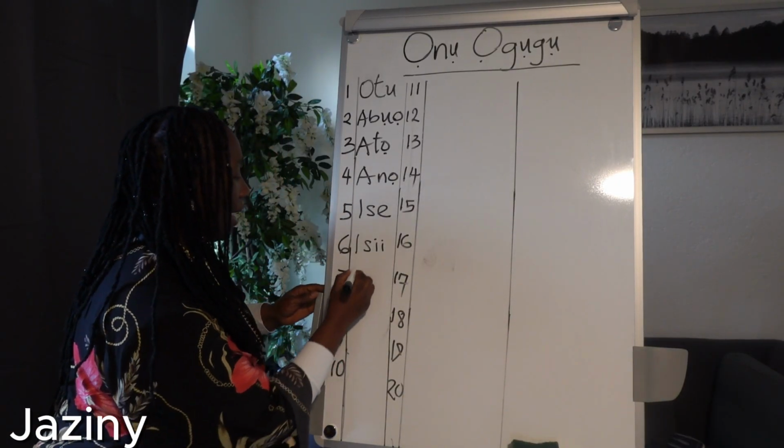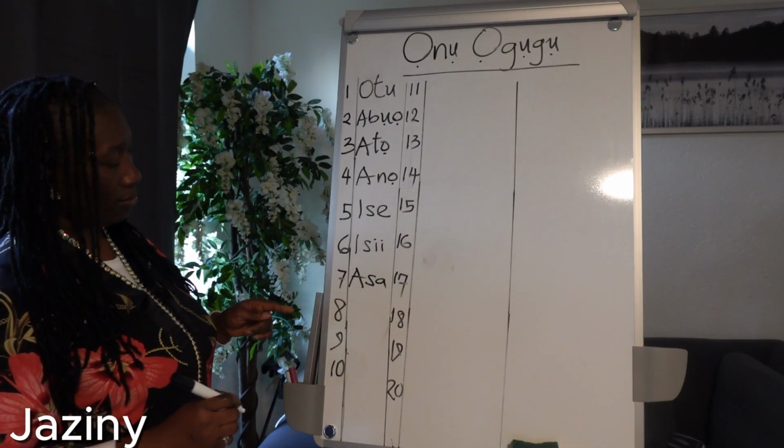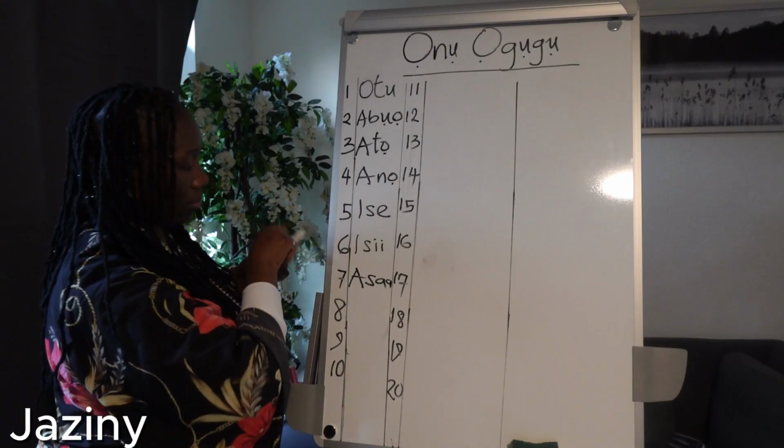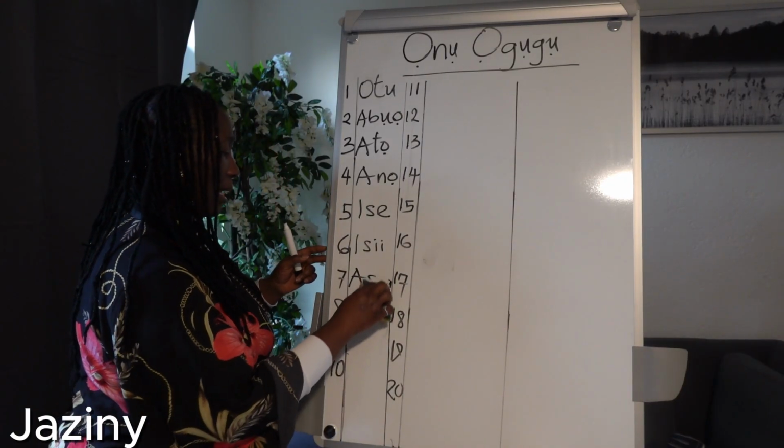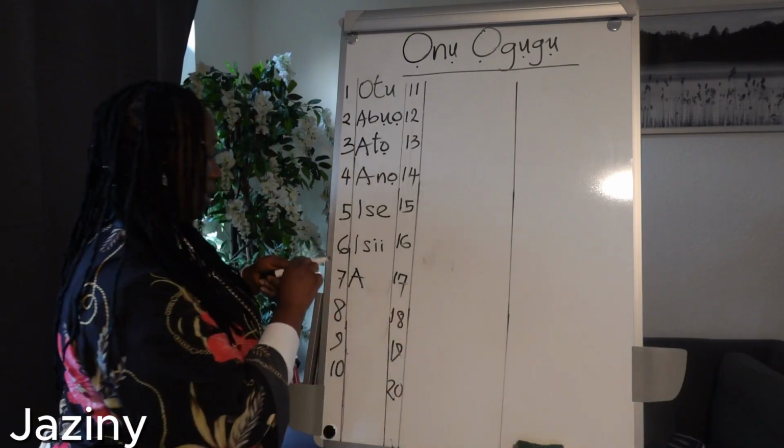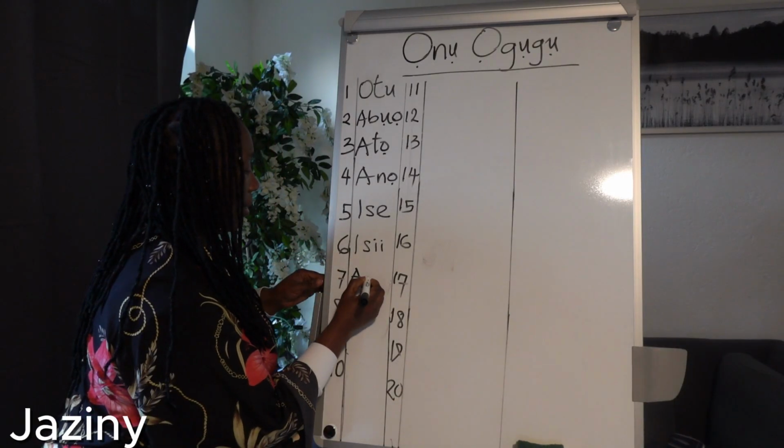Then we have asaa, most likely double a. Asaa, it's like emphasis. We have asaa, then we have asatọ. Some people will say asatọlu, but let's stick to the central one. Then we have iri. Iri is 10.